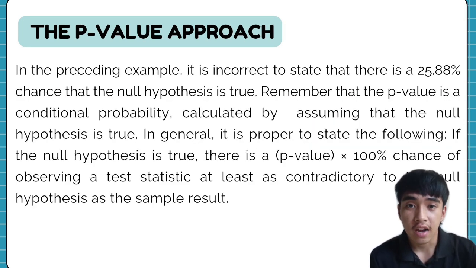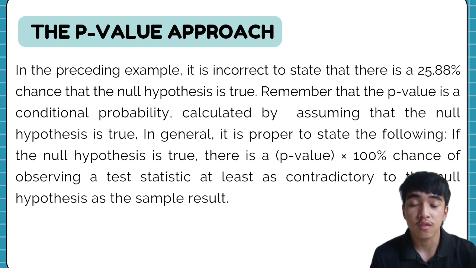So this page clarifies a common misunderstanding about p-values. It is incorrect to say that the p-value is the chance that the null hypothesis is true. The p-value is actually the probability, assuming that the null hypothesis is true, of getting a test statistic as extreme as the one observed. In other words, if the null hypothesis is true, there is a p-value times 100% chance of observing a result as contradictory to the null hypothesis as the sample result.